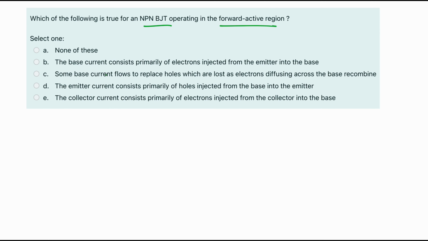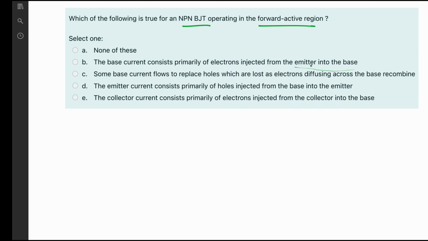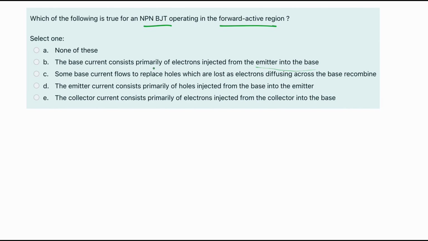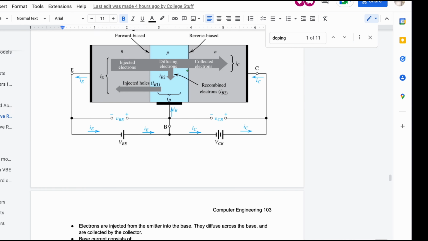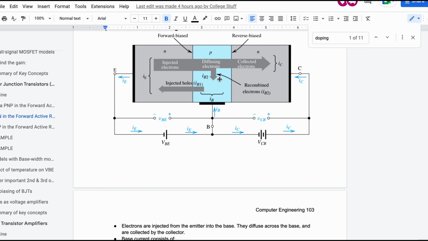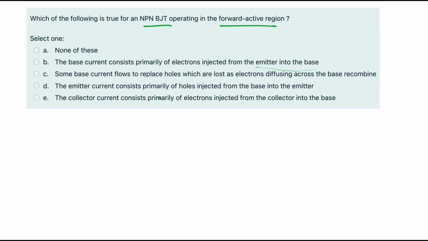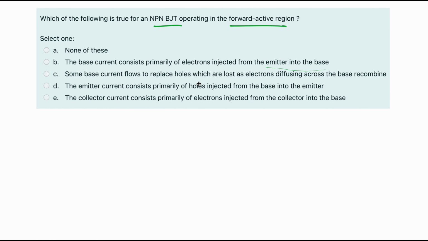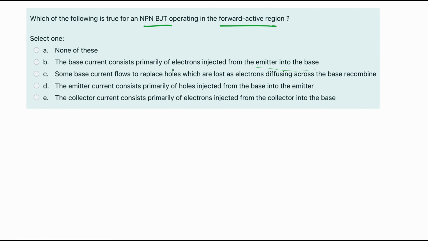So the first one says the base current consists primarily of electrons injected from the emitter into the base. So if we look at this, we go from the emitter and we do go into the base. However, it's saying the base current consists primarily of electrons injected. Well, we have injected holes in here as well. We have our recombined electrons here as well. So the base current consists of holes injected from the base into the emitter. So from the base into the emitter, we have these injected holes, and then we have electrons recombining in the base. But it does not consist primarily of electrons, so this is wrong.